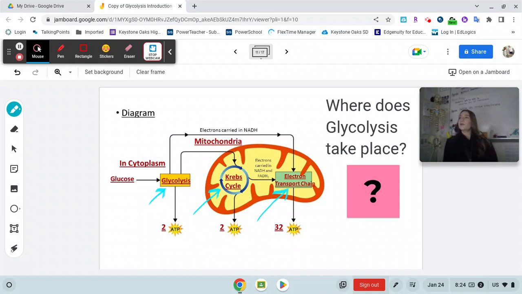Where are we in step 1? Take a look at my picture. Where are we? What part of the cell am I in? Sam, can you see anything in that picture? When I do step 1 called glycolysis, where am I in the cell? Look at where we have that first step, glycolysis. Where does it say we are?